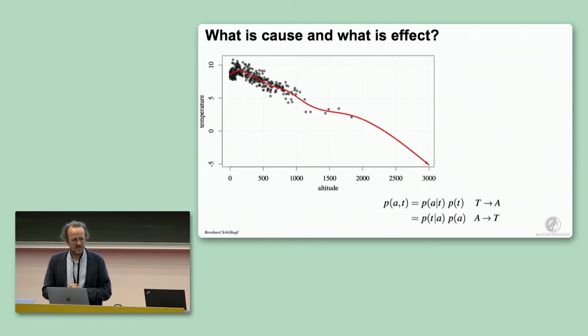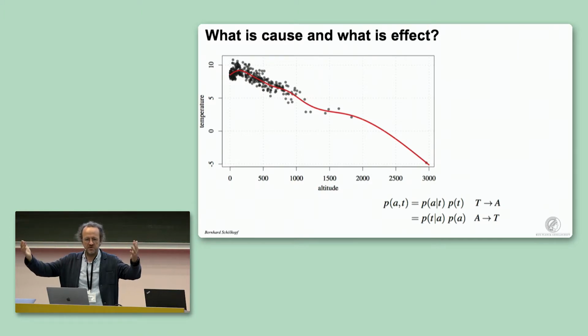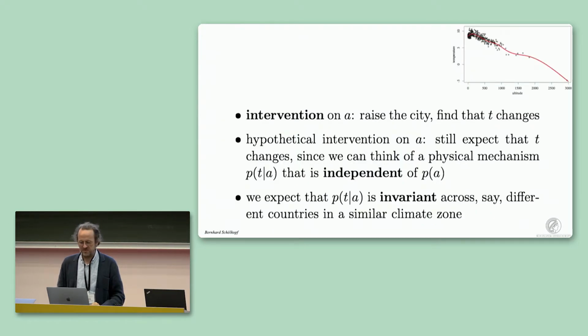So that might indicate that altitude causes temperature. We could also try the opposite experiment. We could try to build a big heating around a weather station and then measure the altitude, and the altitude won't change. So I think in this case, even the thought experiment is already enough. So even a hypothetical intervention is enough. So we would expect if we intervene on the altitude, the temperature will change.